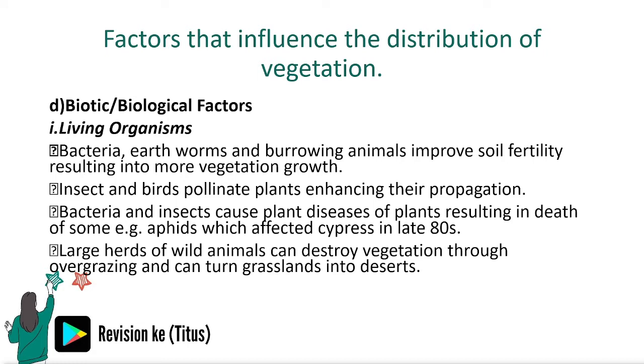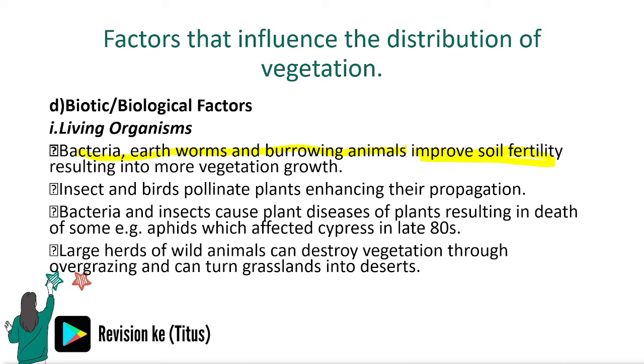One, we have the influence of living organisms. So we can see bacteria, earthworms, and other animals below the soil. They improve soil fertility, which leads to more vegetation growth. So I can link up a topic in biology which discusses this in detail. We have insects and birds that pollinate plants, enhancing their propagation.